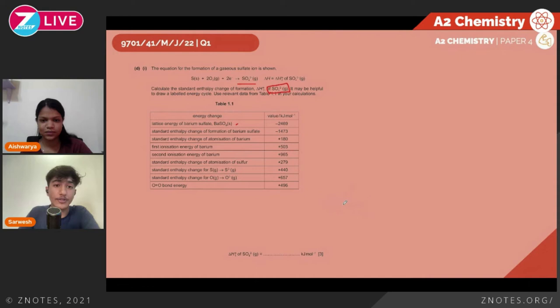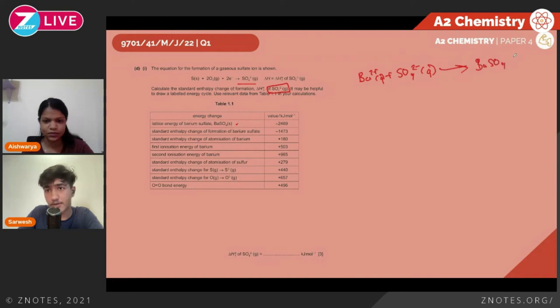Okay, so let's see how you can form barium sulfate first. So you take barium 2 plus ions plus sulfate ions in gaseous phase, and they form BaSO4 solid. This would be your lattice energy. Let me just name them A, B, C, D, E, F, G, H, I. So this would be, let's see, A from over here.